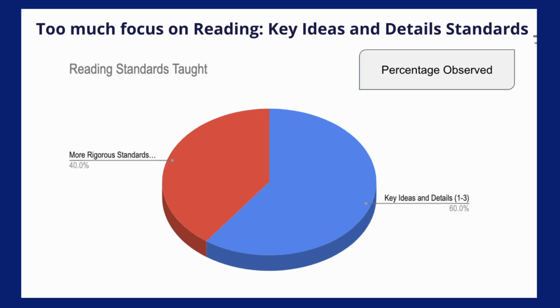Key ideas and details are focused on what a text says, while the craft and structure standards are focused on understanding how a text is written and how that contributes to its meaning. In the schools that I support, there is a significant disparity in the amount of time and attention given to different reading standards outlined in the Common Core State Standards for Reading. Specifically, 80 to 90% of reading instruction is focused on the first three reading standards, which address only key ideas and details, with comparatively less time spent on the other standards.